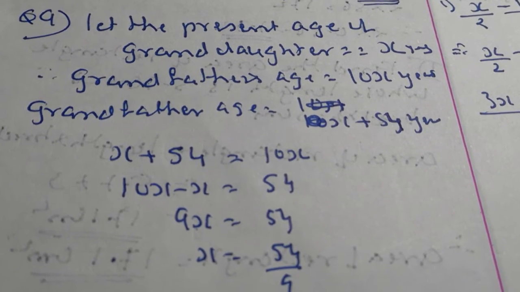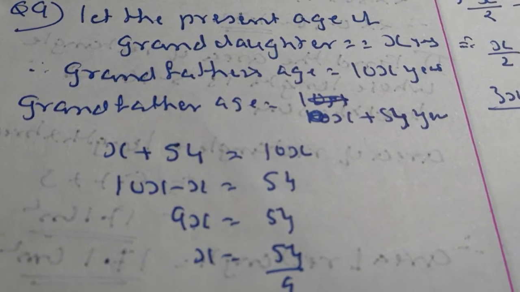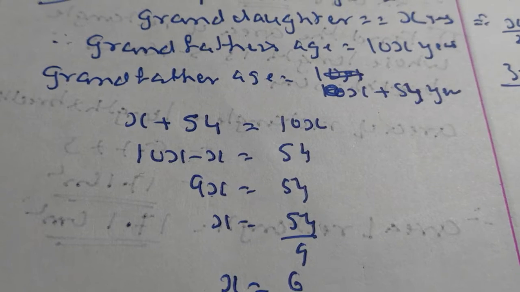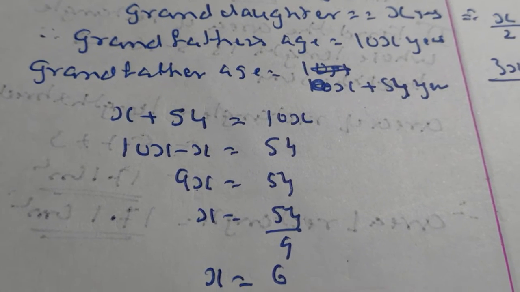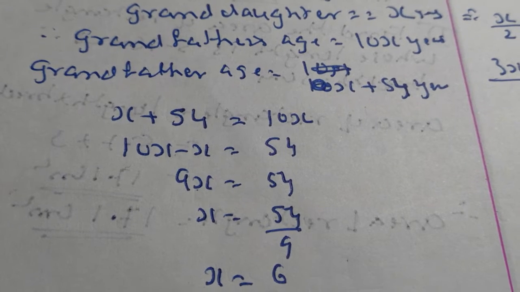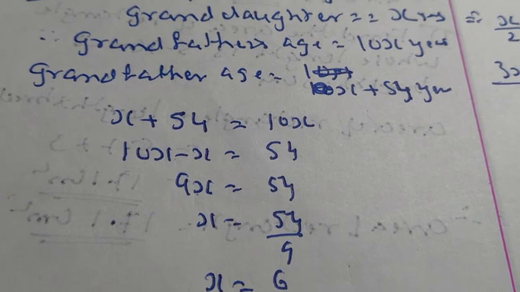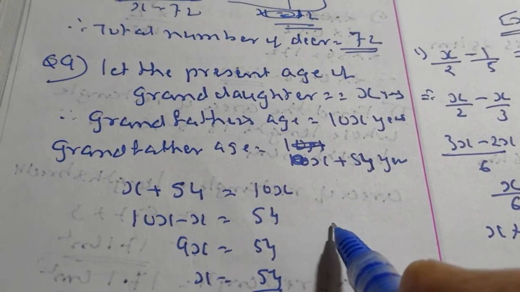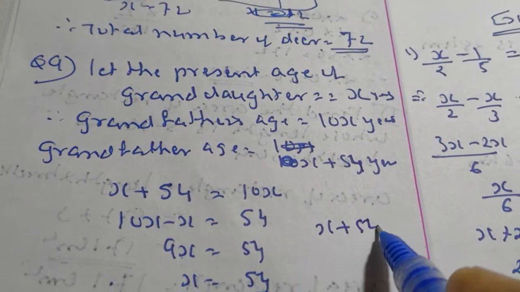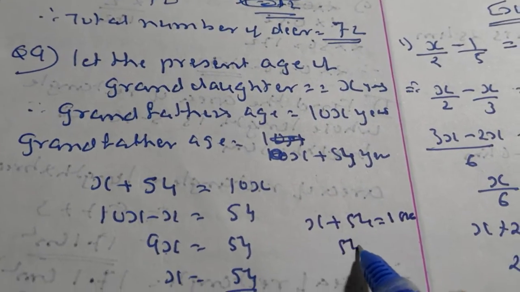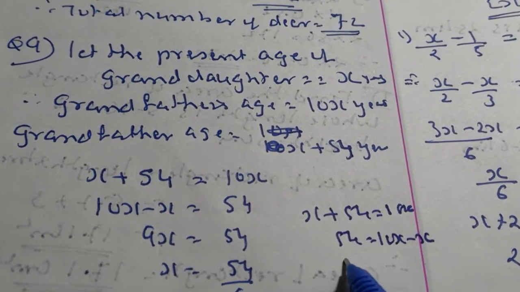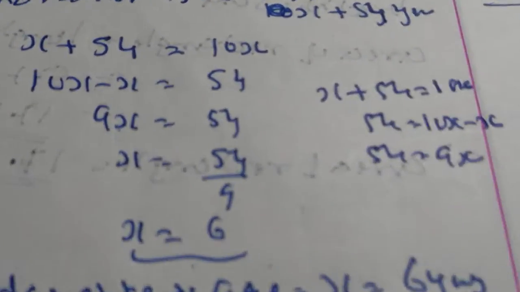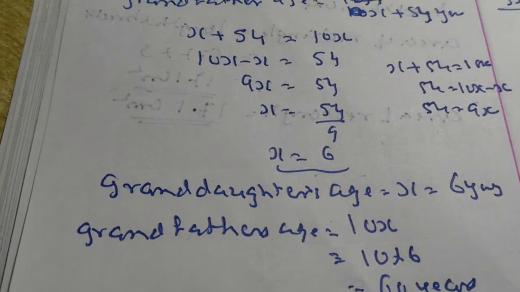Shifting 54 to the right hand side... 10x minus x is 9x, sorry. Shifting x to the right hand side, that is 10x minus x is equal to 54. So 9x is equal to 54. To make you understand, x plus 54 is equal to 10x, so 54 is equal to 10x minus x. So 54 is equal to 9x. So x is equal to 54 upon 9. So x is equal to 6.